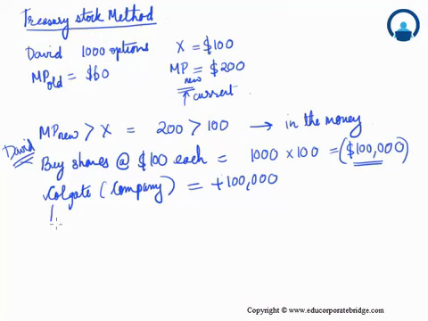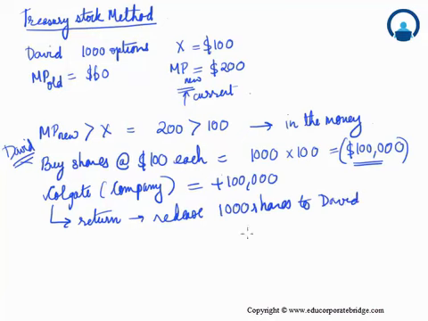What will the company do in return? In return, they will release 1000 shares to David. So this is how it logically flows. Now what will be the impact of this additional 1000 shares? Obviously your EPS will go down because nothing has happened in the numerator, only the denominator has increased to an extent of 1000 shares.